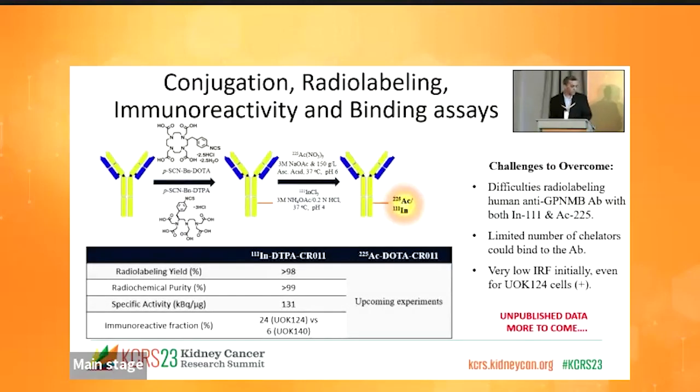So we are currently in the process of optimizing the conjugation of CR011 using either the DOTA or the DTPA chelator, followed by labeling of this antibody with indium-111 for imaging purposes, or the alpha emitter actinium-225 for therapeutic purposes. Although these results are preliminary, we have been able to conjugate and label the CR011 with indium DTPA with reasonably high yield and purity, and are currently evaluating its performance in immunoreactivity and binding assays.